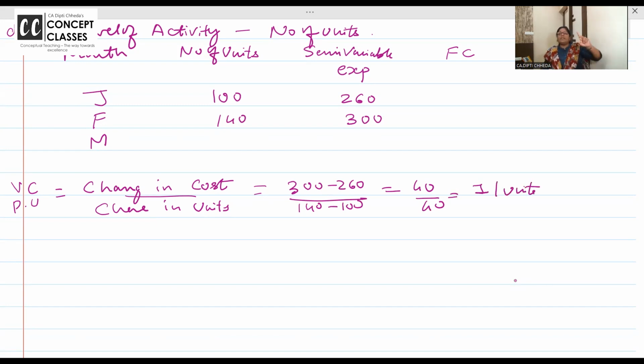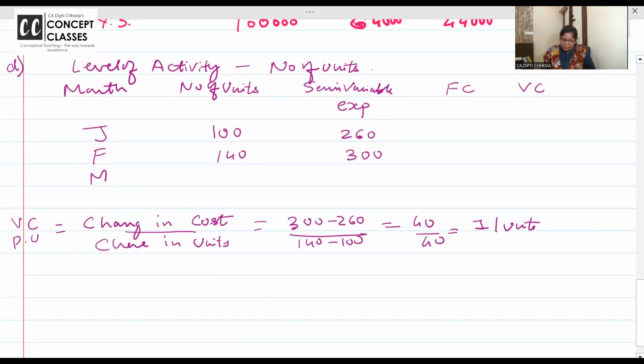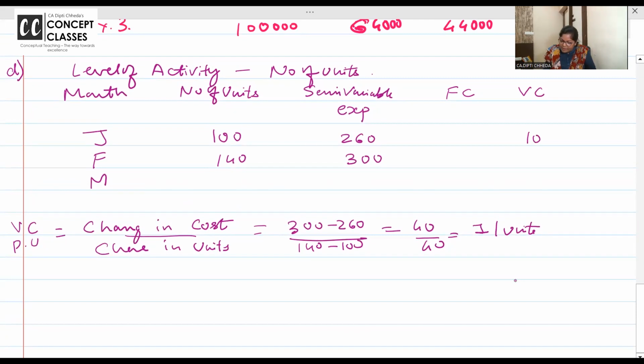So what is variable cost per unit? See, every time it will not come 1 per unit. This is just a simple example. 1 per unit, so variable cost is 100. What is total semi-variable overhead? 260. So what is fixed cost? 160. Variable cost is fixed per unit for 140 units. Fixed cost is constant in total.